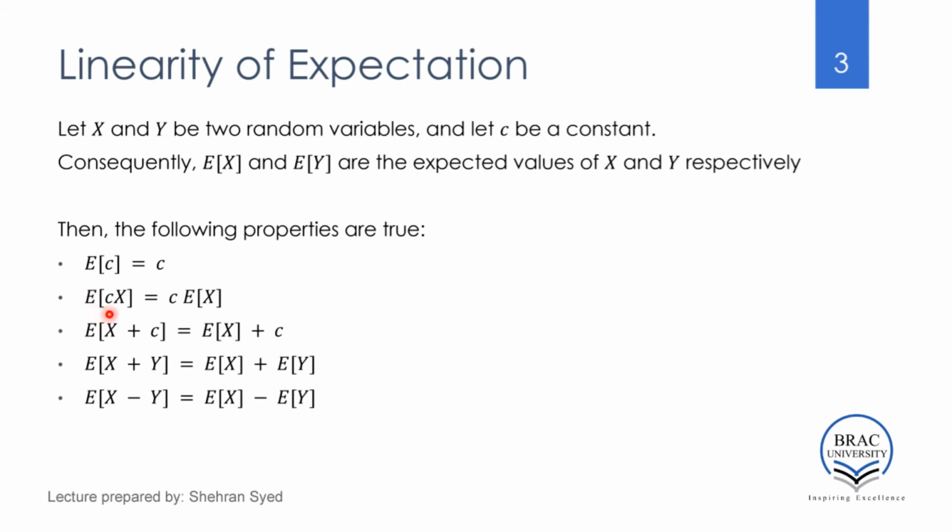Then, the expected value of c times x is equal to c times the expected value of x. Then, the expected value of x plus a constant c is simply equal to the expected value of x plus c. Then we have the expected value of x plus y is equal to the expected value of x plus the expected value of y. And lastly, the expected value of x minus y is equal to the expected value of x minus the expected value of y.